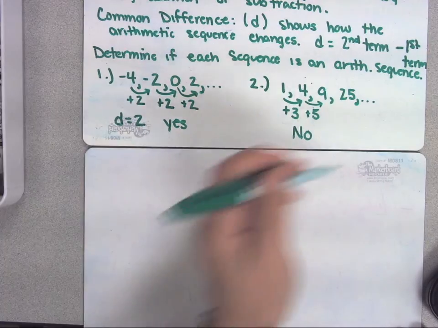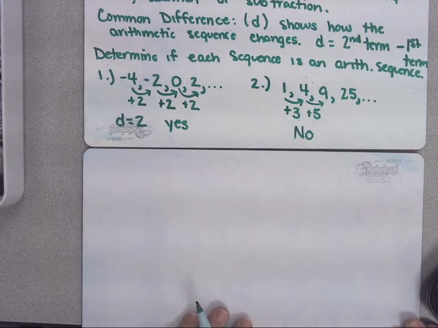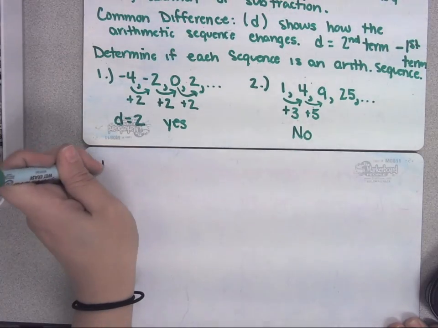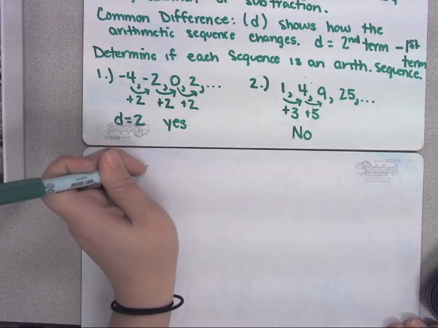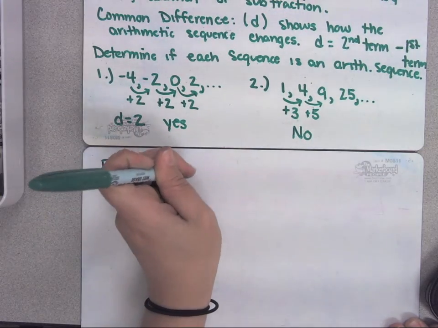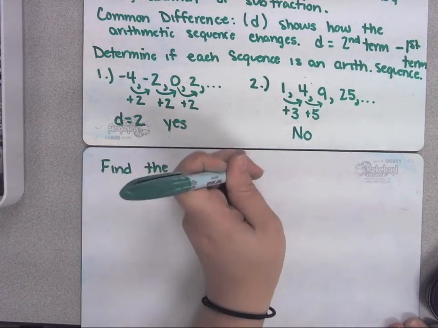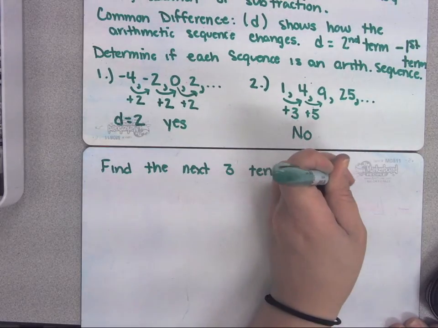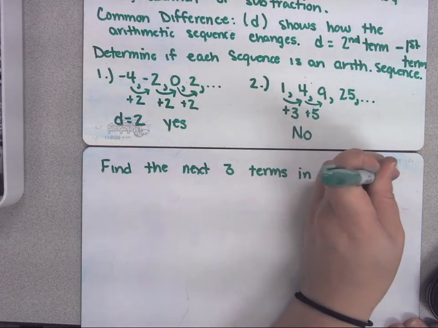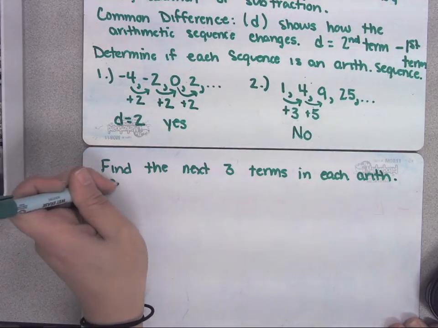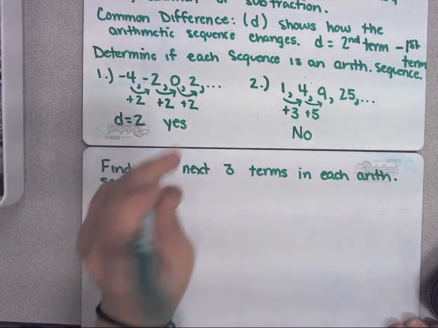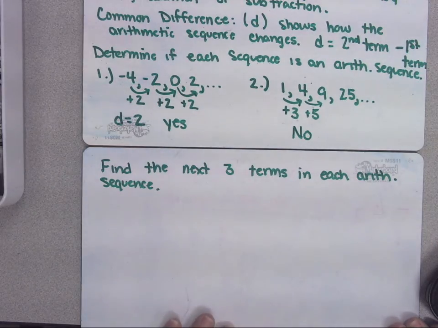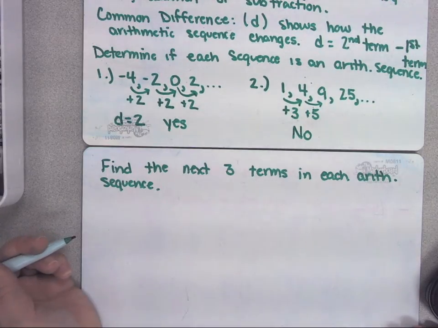Now your instructions. So that's the first 4 problems in your homework. Next chunk of your homework is going to say, find the next 3 terms in each arithmetic, I'm going to abbreviate it, sequence. Okay? So that's the instruction.